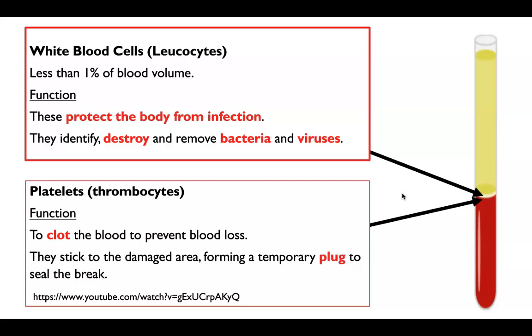And then we have platelets. We do not need to know the structure of platelets. What we do need to know is the function. Platelets are really important because they clot the blood to prevent blood loss. If we do not have platelets, we bleed out and we could potentially die. So what happens is they stick to the damaged area, forming a temporary platelet plug, and this seals the break. So this contains the blood, so we do not bleed out. That word clot, that word plug are very important when it comes to the function of platelets.